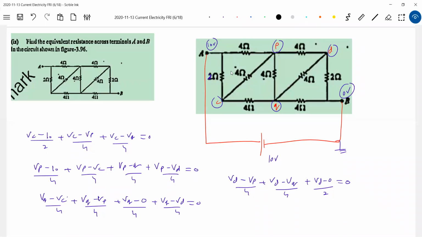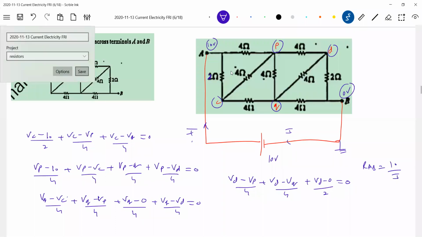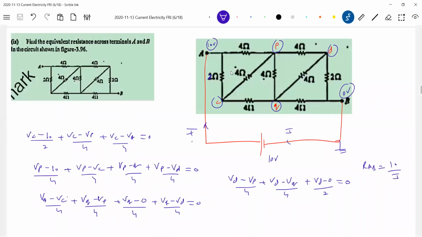So we'll find that current, which is sent by this cell. Calculate this current I directly. Then what is the effective resistance RAB? RAB should be equal to 10 by I. Solving this will be very lengthy. Even the branch current method is the same thing, with 6 unknowns. Loop current, 5 unknowns will come. Nodal analysis, four unknowns will be there.